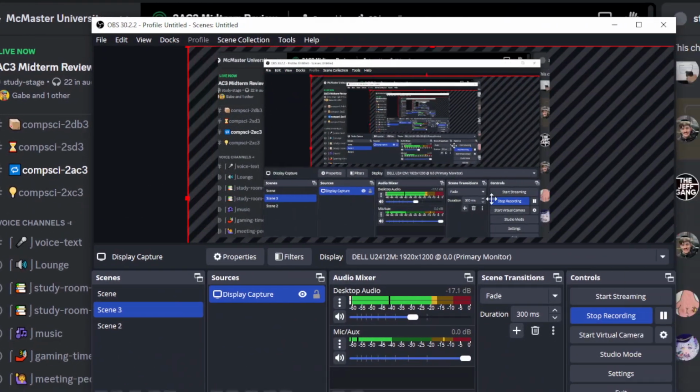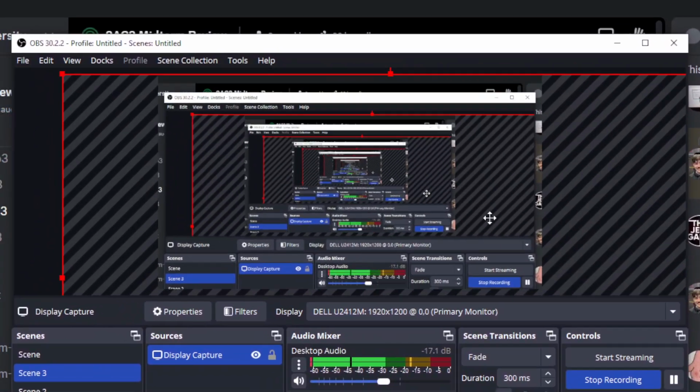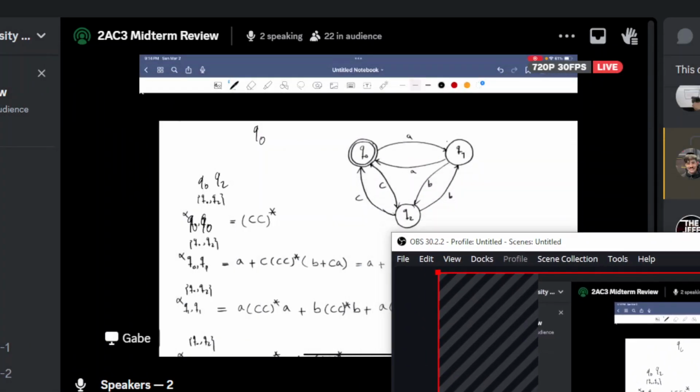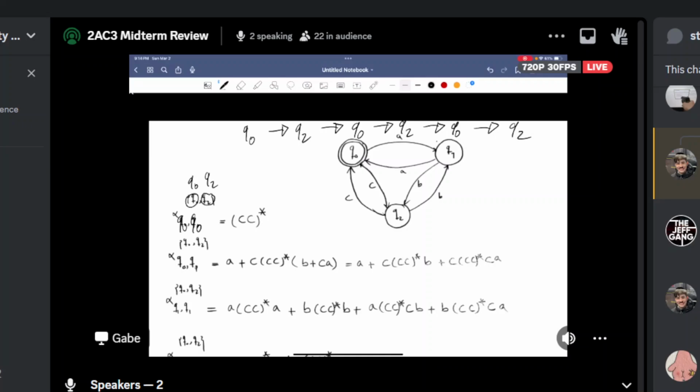So here it's asking you, how do you go from Q0 to Q0, passing through states Q0 and Q2? Which means you go from Q0 to Q2, back to Q0, back to Q2, back to Q0, back to Q2. So again, you want to start at Q0, finish at Q2, which we did here. And we pass only states Q2 and Q0 along the way, which is fine. And you can do that by doing CC as many times as you want. So it's CC star.